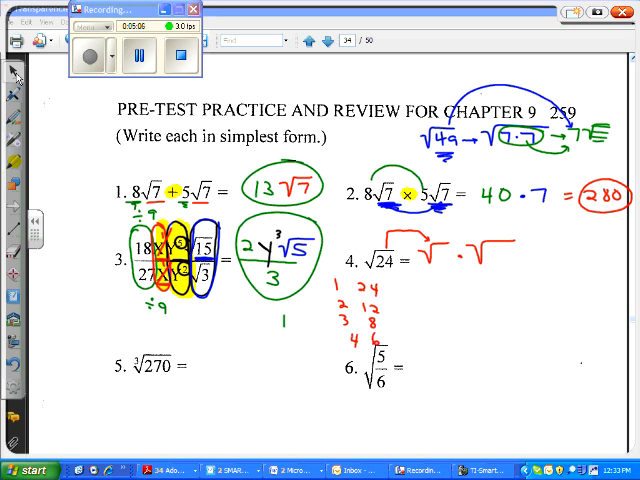Perfect square numbers are like 1 squared is 1, and 2 squared is 4, and 3 squared is 9, and 4 squared is 16. The largest perfect square factor of 24 is 4, and we usually don't even use a 1.